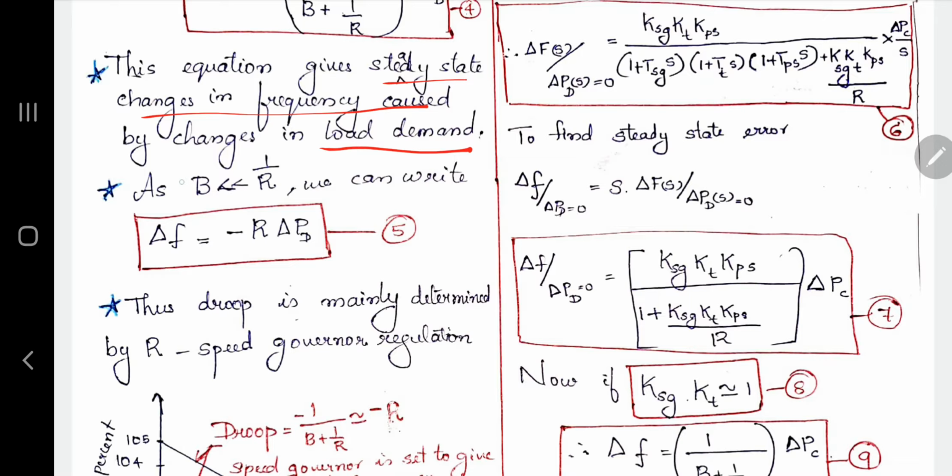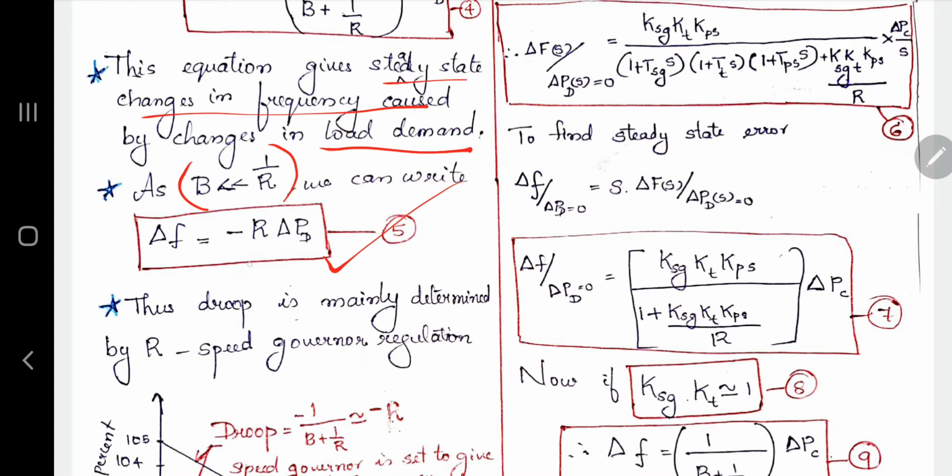So one more assumption can be made. This B value is very much smaller than 1 by R. So we can neglect the value of B, and equation 4 can be modified as delta F is equal to minus R into delta PD. So you can see this is a straight line equation where minus R is the slope, or a drooping characteristic can be found between delta F and delta PD.